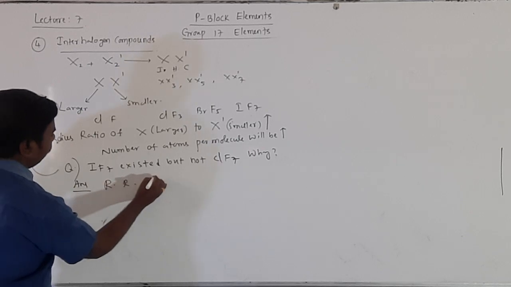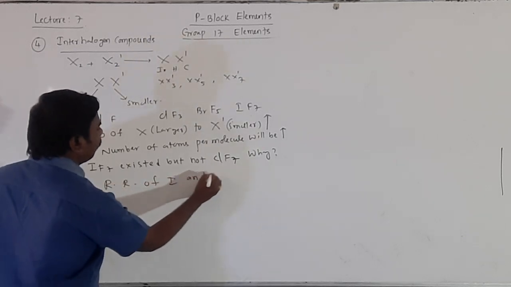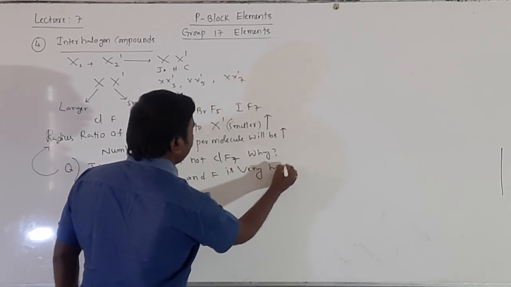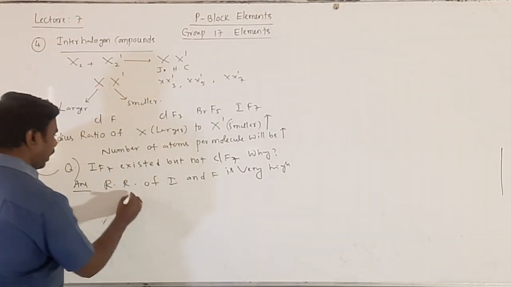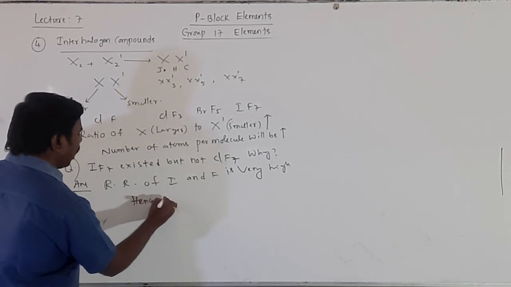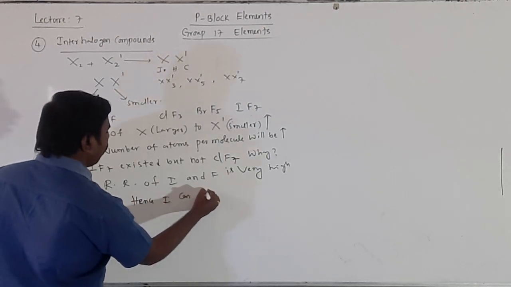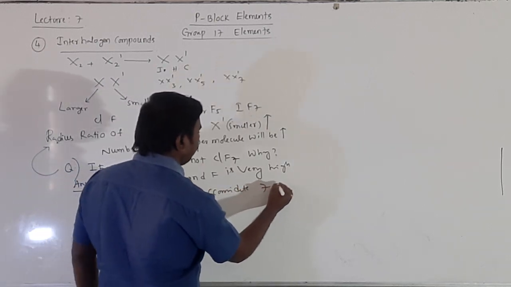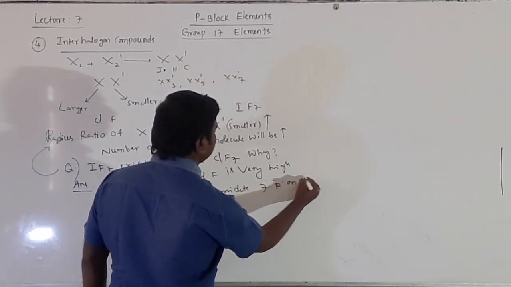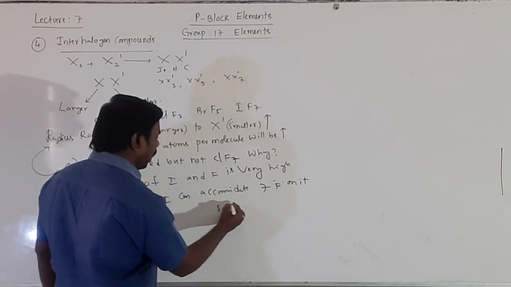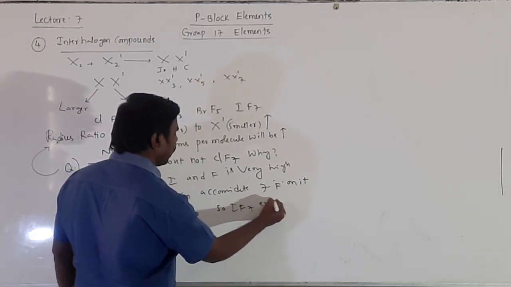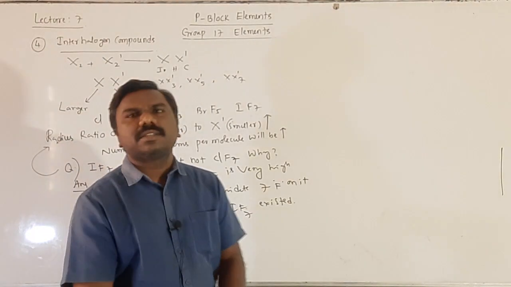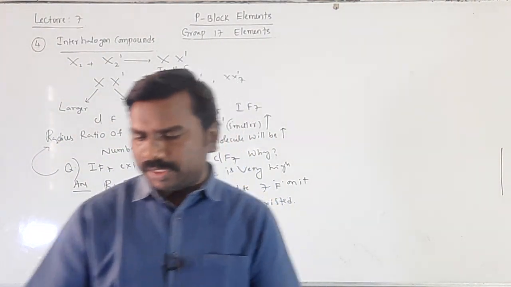The radius ratio of iodine and fluorine is very high compared to chlorine and fluorine. Hence, iodine can accommodate 7 fluorines on it. So IF7 exists but not ClF7. Very, very important.